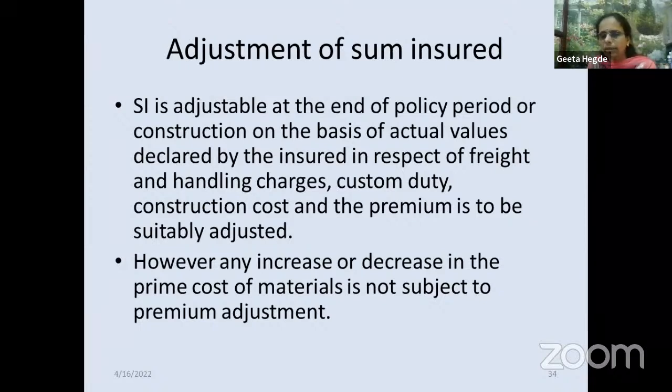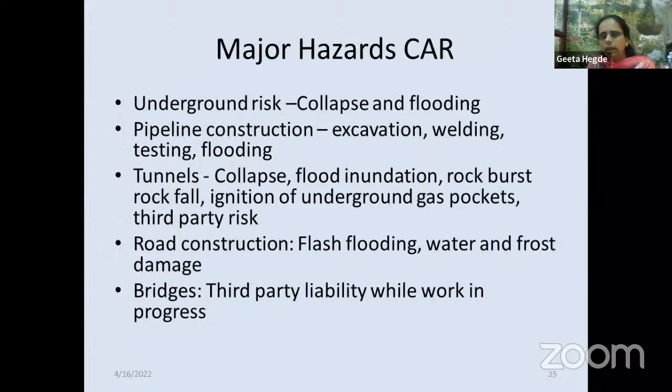Except the prime cost, everything else can be adjusted. Major hazards are just some examples of what the risks in underground work can be. You can imagine and think of this with common understanding, like what the risks associated with road construction will be. You can just go through, like bridges, for example. Then third party liability is very important, because something can collapse while the bridge is being constructed. So from the nature of the work, you can understand what the hazards can be.